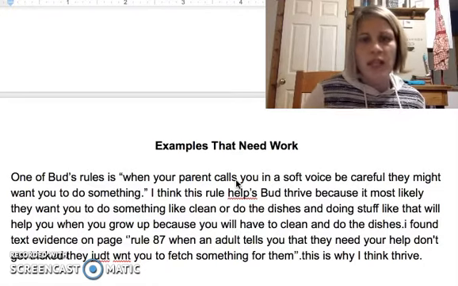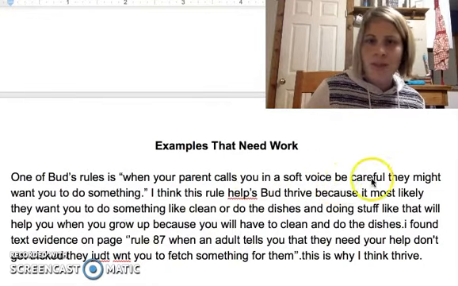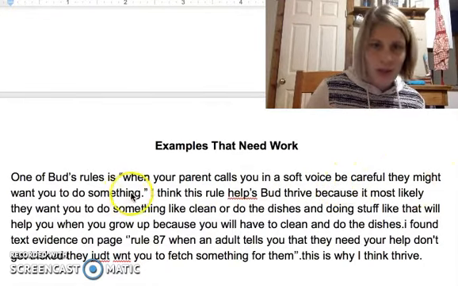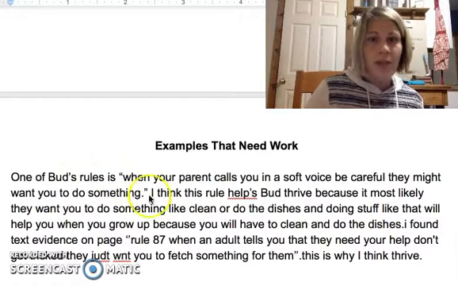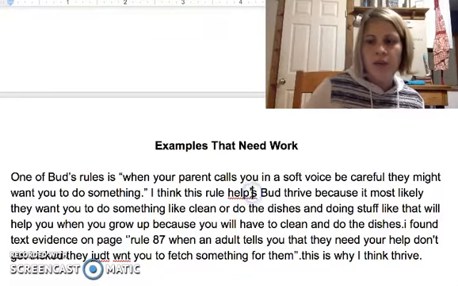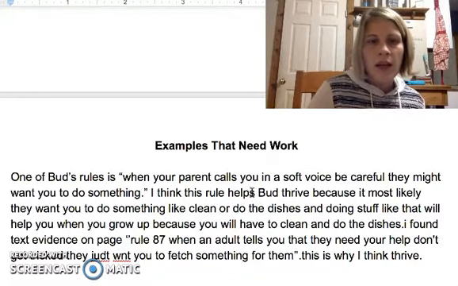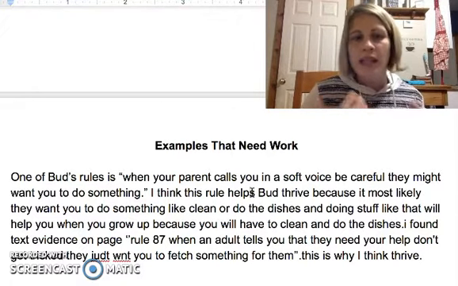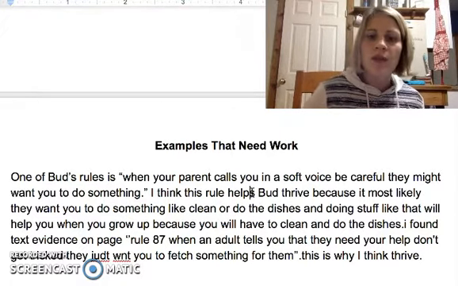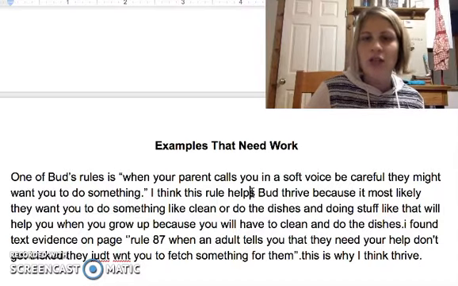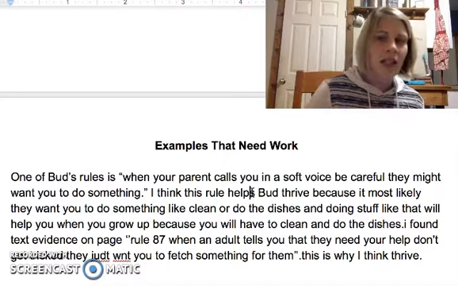One of Bud's rules is when your parent calls you in a soft voice, be careful, they might want you to do something. All right, they introduced the rule, although they didn't say where the rule is from, they did introduce it. I think this rule helps Bud thrive because it most likely means they want you to do something like clean or do the dishes, and doing stuff like that will help you when you grow up because you will have to clean and do the dishes.